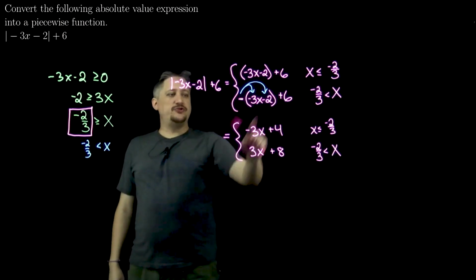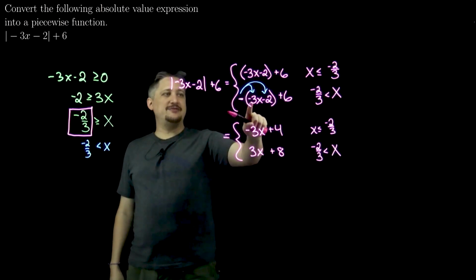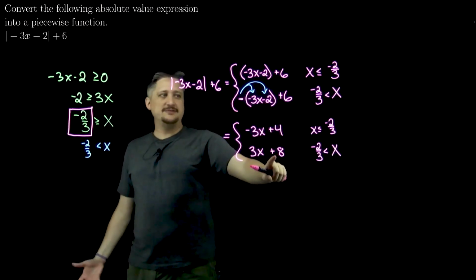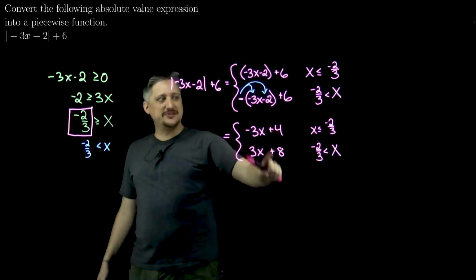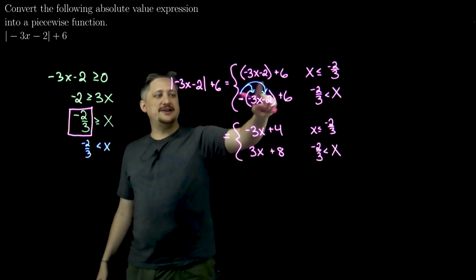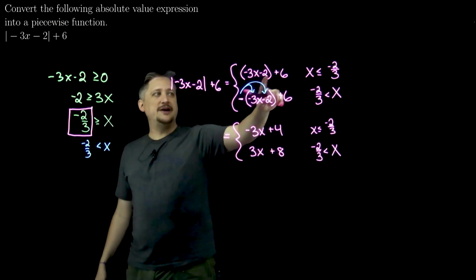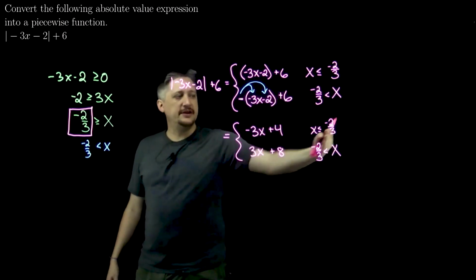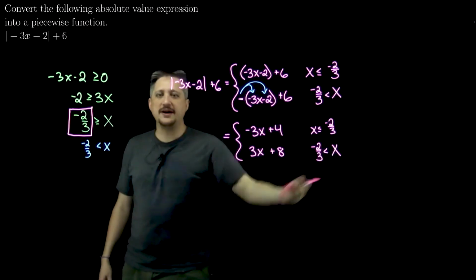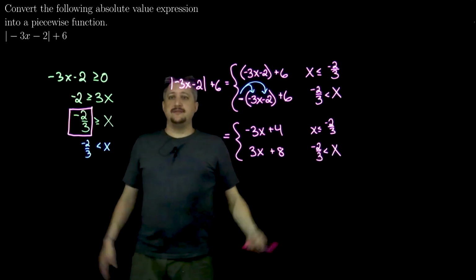But then I have to distribute that. So the negative and negative cancel. I get positive 3x. The negative and the negative 2 cancel. I get positive 2 plus 6 is 8. Up here, everything stayed as is, so I get negative 3x minus 2 plus 6 is 4. And of course, that applies in its respective region. So that is that.